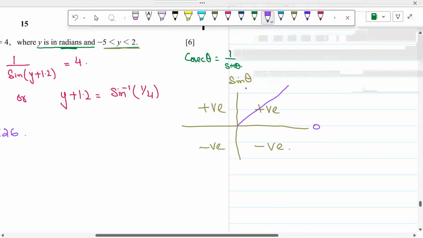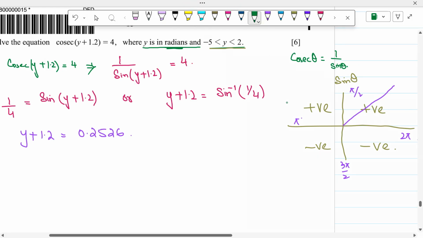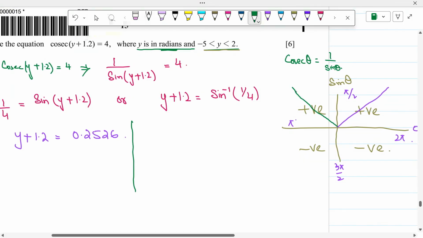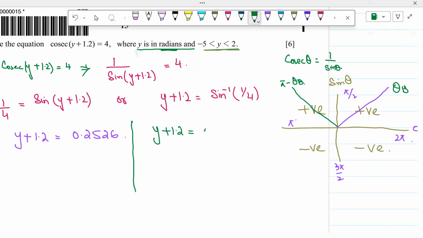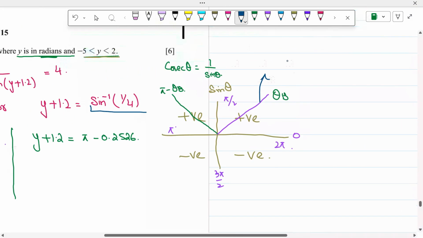This one is 0, this one is pi by 2, this one is pi, this one is 3 pi by 2, and this one is 2 pi. The angle in the second quadrant can be calculated by using the base angle. For example, this angle will be equal to pi minus base angle. So y plus 1.2 is also equal to pi minus 0.2526.